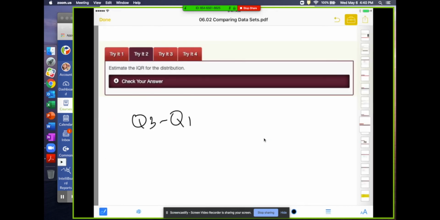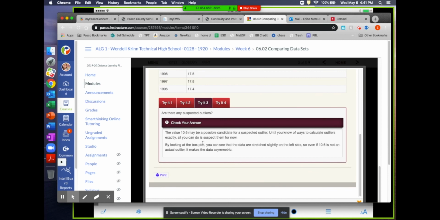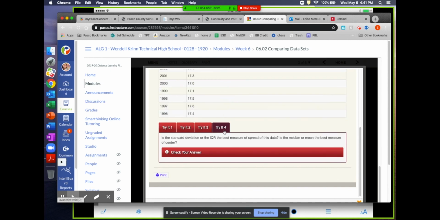It says estimate the IQR. Well, I know it's Q3 minus Q1, so I'm just going to subtract 17.4 minus 13.5, and that's going to get me an IQR of about 3.9. Question 3, are there any suspected outliers? Well, we were just looking at the box plot and I was saying how 10.6 looked kind of far away from the data, so it's a possible outlier. We had a pretty close data point, which was 11.8, so I wouldn't say it was super far away, but it's still a possible outlier.